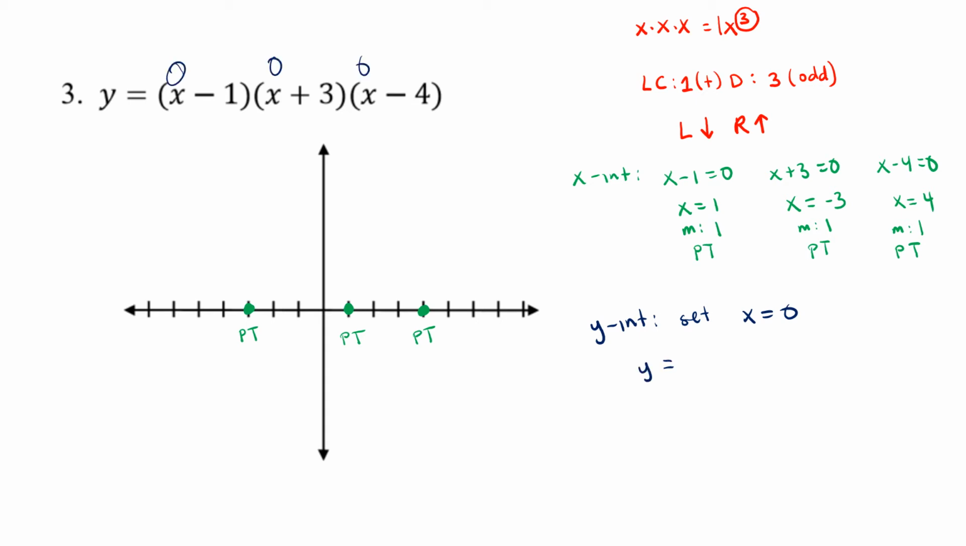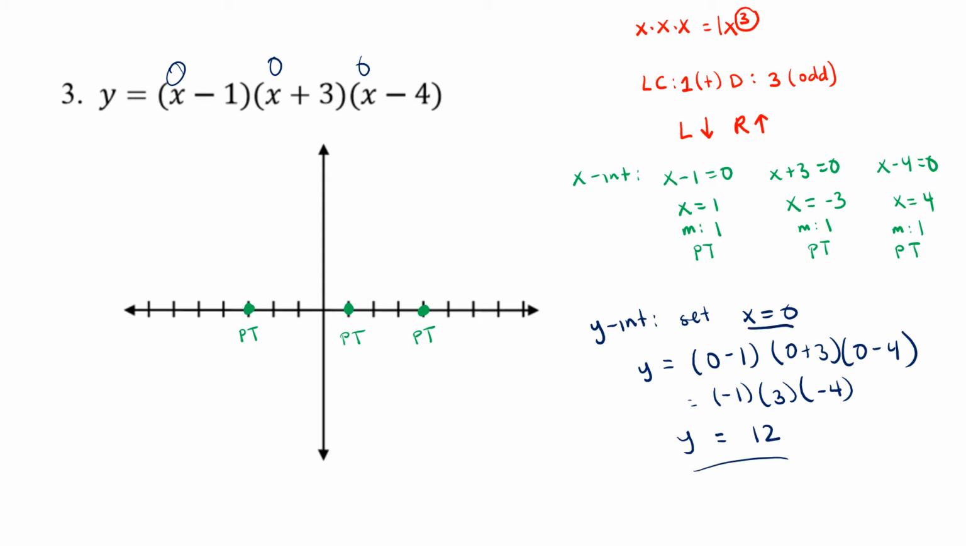So we're going to go y equals 0 minus 1, 0 plus 3, 0 minus 4, and we can simplify. 0 minus 1 is negative 1, 0 plus 3 is 3, 0 minus 4 is negative 4. We're multiplying. Negative 1 times 3 is negative 3. Negative 3 times negative 4 is positive 12. So we get y equals 12. Make sure you write this as a coordinate point. The x is 0, the y is 12.